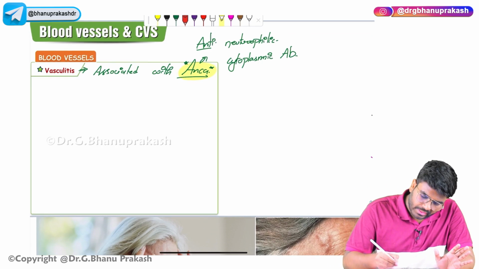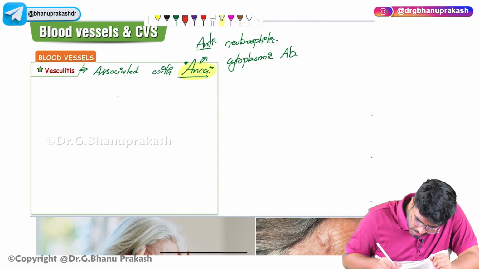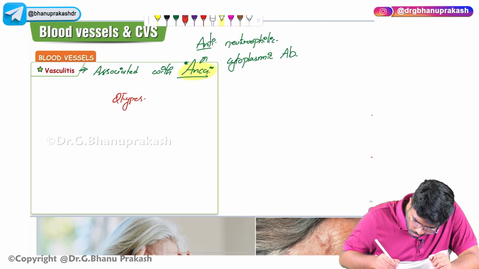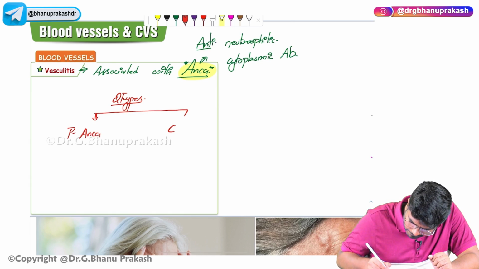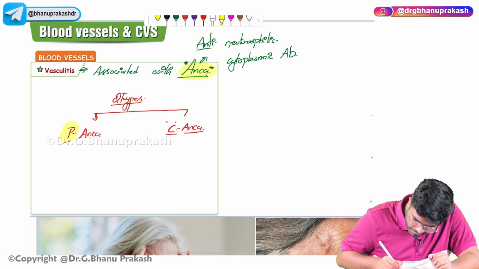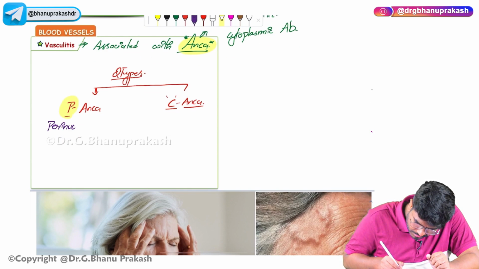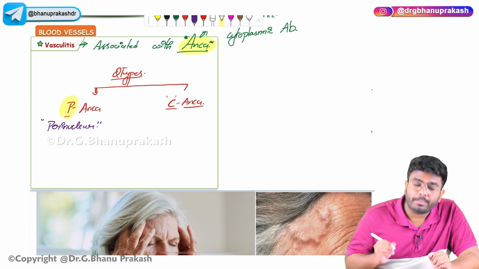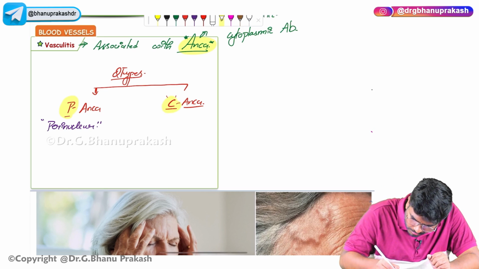See, how many types of ANCA are there? Actually, there are 3 types of ANCA. But most importantly for your exam, these 2 types are important. What are these 2 types of ANCA which you should know? They are P ANCA and C ANCA. So what does this P and C stand for? The P in P ANCA stands for perinuclear antibody, perinuclear ANCA. And C stands for cytoplasmic ANCA.